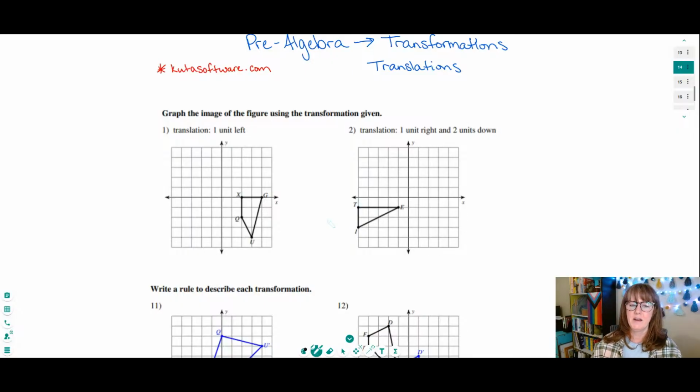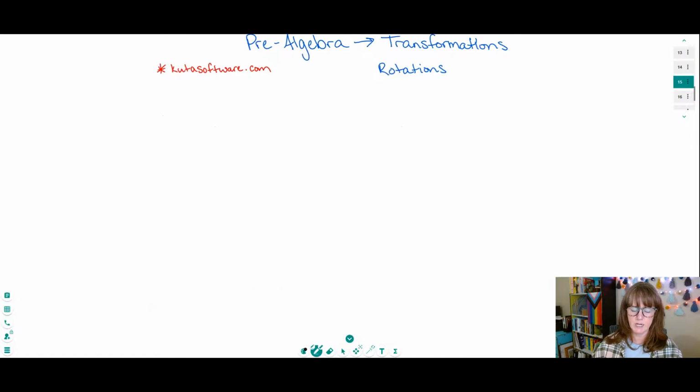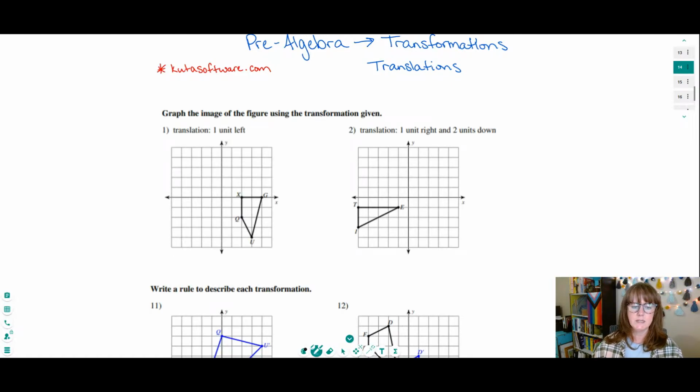All right, so we're going to talk about translations on this first set for our transformations for today. We're going to work on translations and then also rotations next. So for translations, think slide. We're moving things up, down, left, right. Sometimes a translation can just be one movement, so one direction, like maybe up or just to the right. Sometimes it can be two, like up and to the right. So we're going to cover both of those types today.